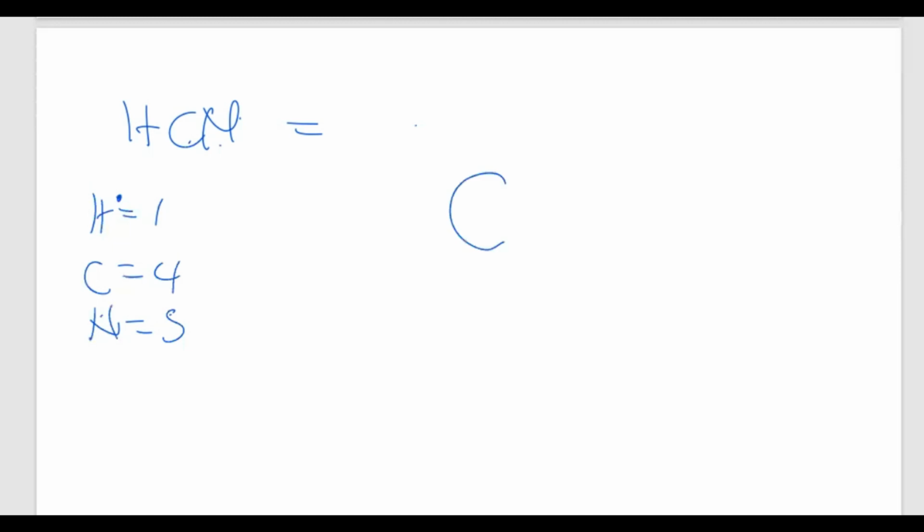The carbon is supposed to have 1, 2, 3, 4. Isn't it? Yes. Now hydrogen is only 1, so that one is sorted. What about nitrogen? Nitrogen is having, okay, we said it has 5. It's 1, 2, 3, 4, 5.